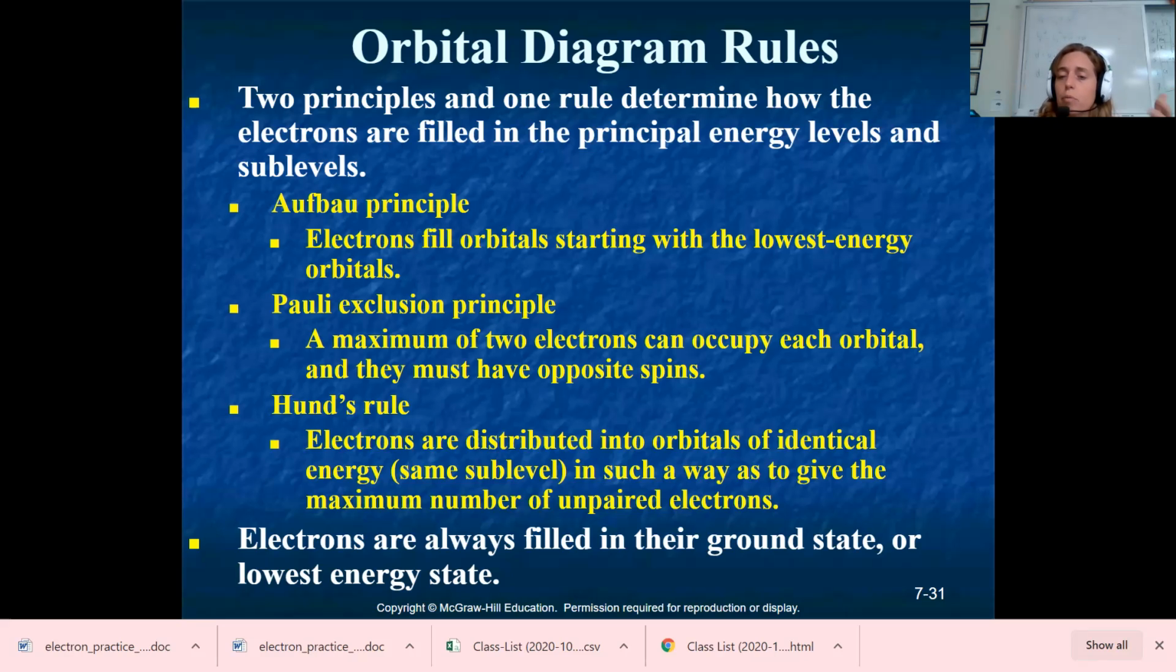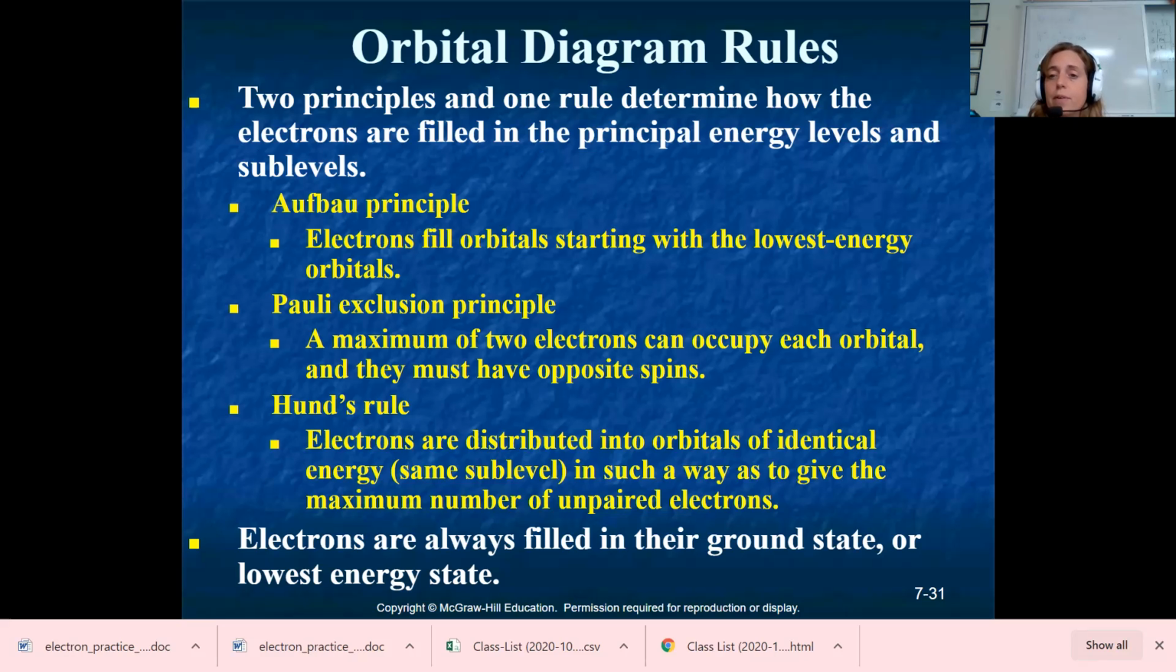So you're going to have 3 other people paired up with in 3 rooms. That's kind of what Hund's rule is saying. You're going to fill your unoccupied rooms first, and then if you have excess, you're going to go back and double those rooms up. Electrons are always filled in their ground state, or their lowest energy state.